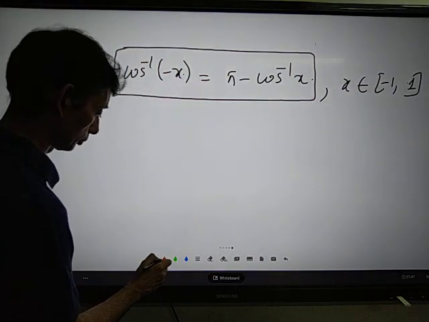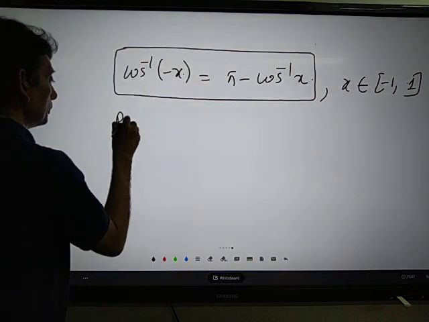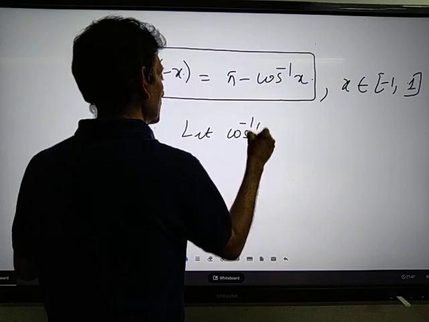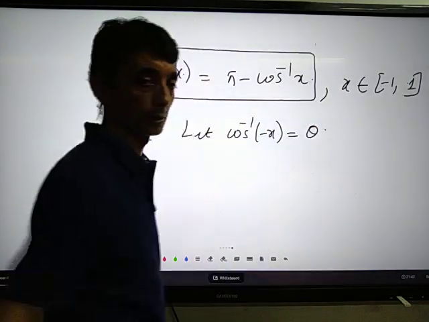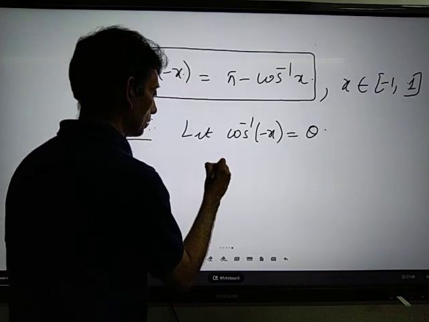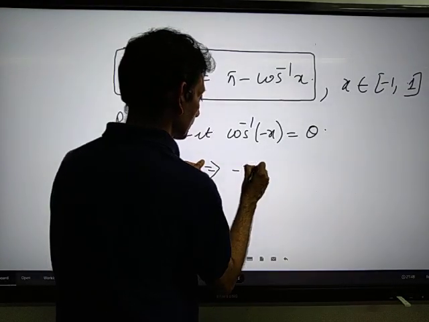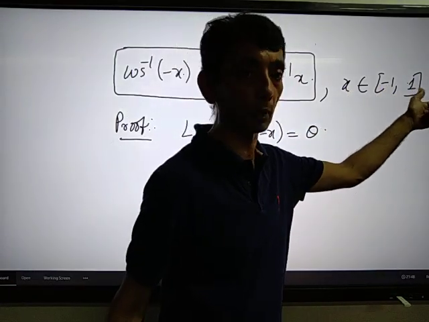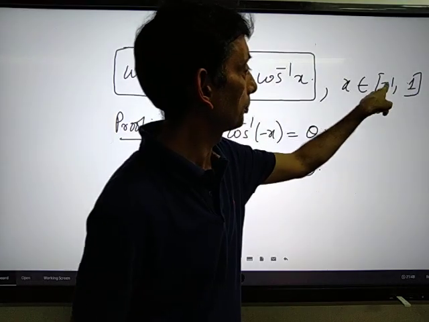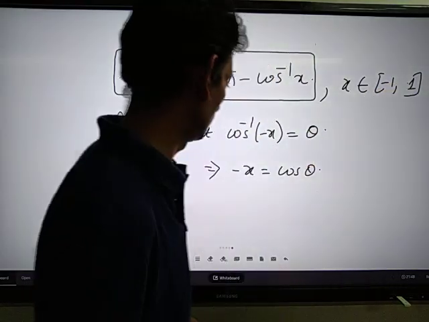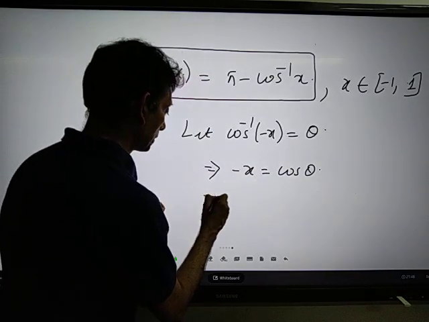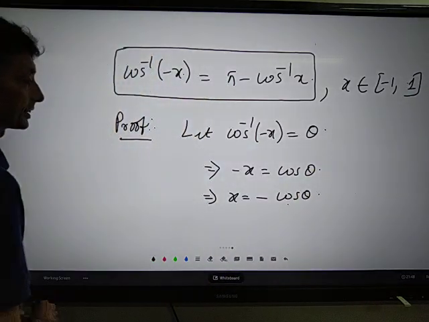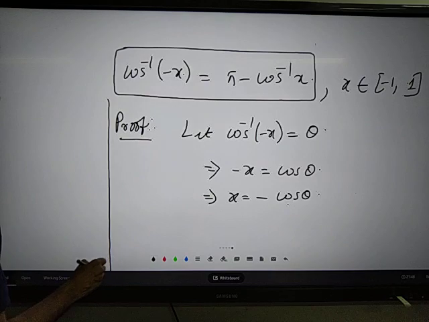Now, how to prove this? Let cos inverse of minus x equal to theta. Now minus x is equal to cos theta. Already I said that if x belongs to the closed interval minus 1 to 1, definitely minus x also lies between minus 1 and 1, right? Minus x equal to cos theta. This implies x equal to minus cos theta. What are the next steps?